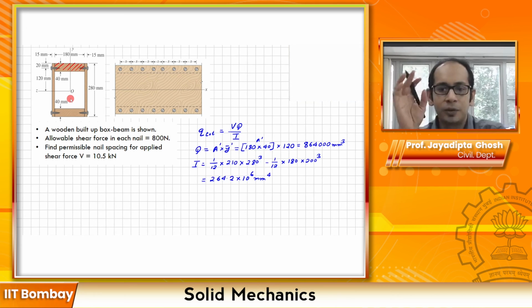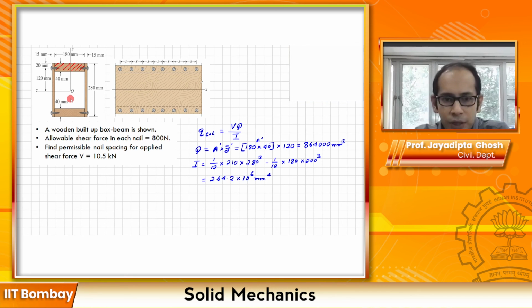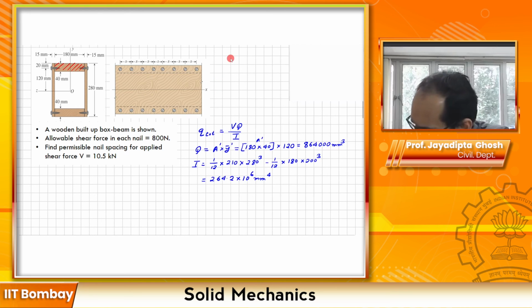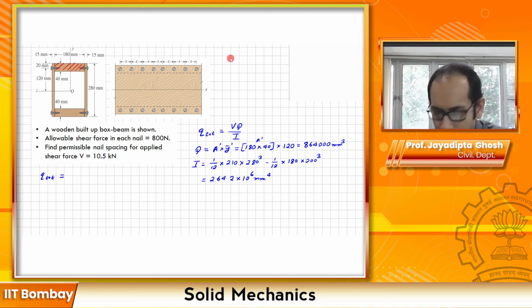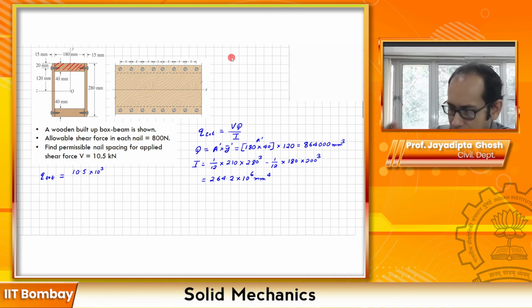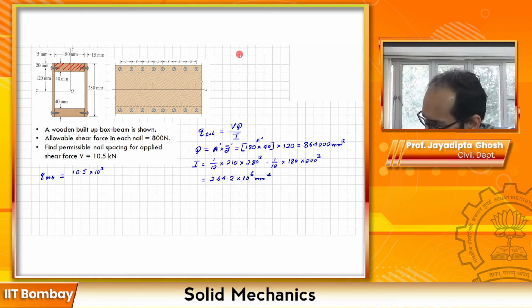Now that we have these quantities, let's calculate the Q total. The Q total will be equal to V, which is given as 10.5, so 10.5 times 10 cubed. I'm calculating in Newton and mm, times the Q that we calculated, which is this one over here, divided by I, which is this one over here.